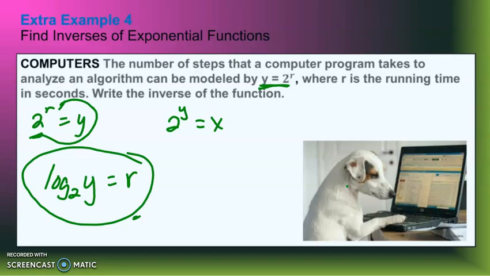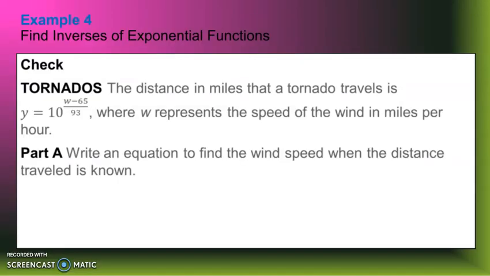Moving on to our next problem. Here we have one with tornadoes. It says the distance in miles that a tornado travels is y equals 10 raised to the w minus 65 divided by 93, where w represents the speed of the wind in miles per hour. Write an equation to find the wind speed when the distance traveled is known. So to do this, for part A, we need to get the exponent down. In order to do that, we need to find the logarithm. So undo an exponential by finding the logarithm.